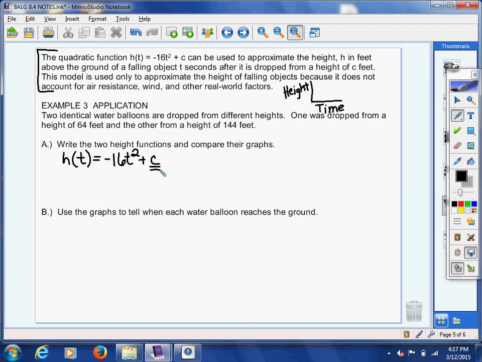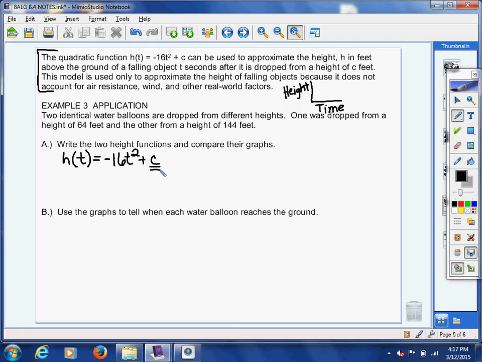So kind of think like somebody's at the top of a building holding a ball, and then they suddenly drop it. C is the height at the moment it was dropped. How high off the ground was it? That's what C is all about, okay?